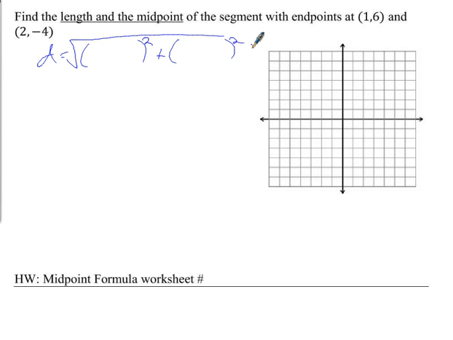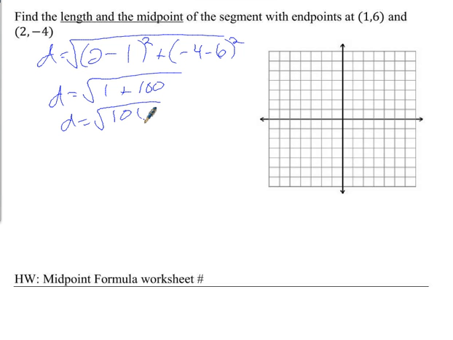x2 is 2 minus x1, which is 1. All right, so we have d equals square root 1 squared, which is 1, and then plus negative 4 minus 6 is negative 10. Negative 10 squared is 100. So we have d equals the square root of 101. Can that be reduced? No. So that's the answer. Put a box around that. We'll move on to the midpoint.